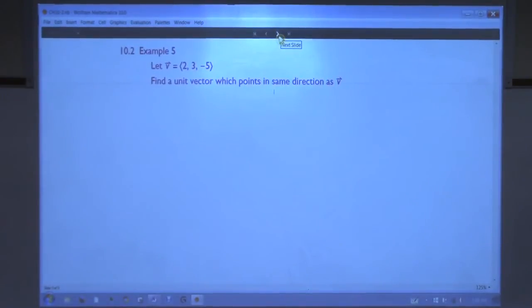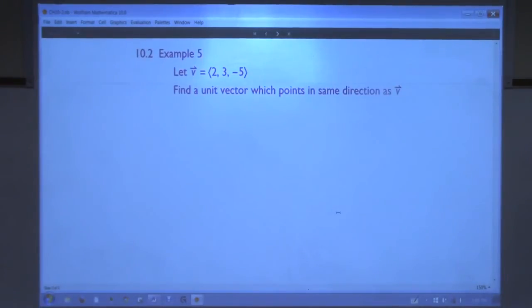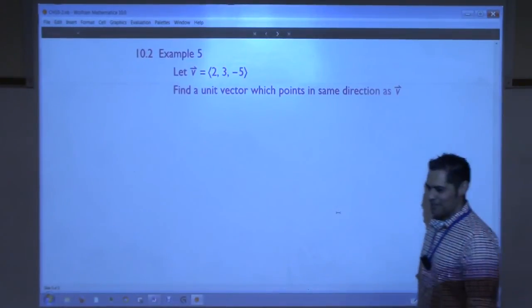Raise your hand when you have it. You don't have to get a decimal answer or anything. You just leave it in exact form. Anybody have it yet? No? Still working.